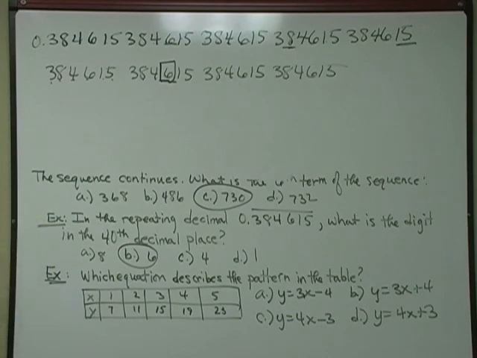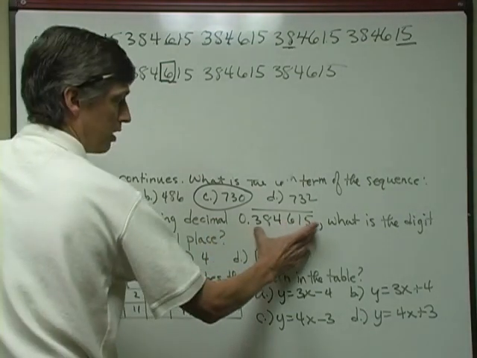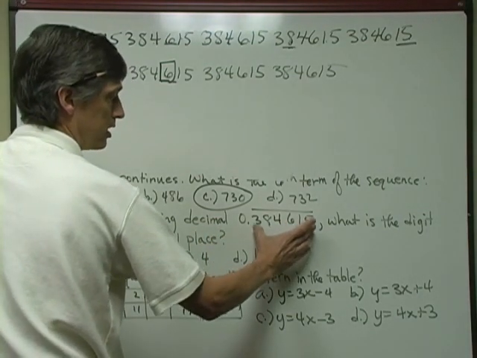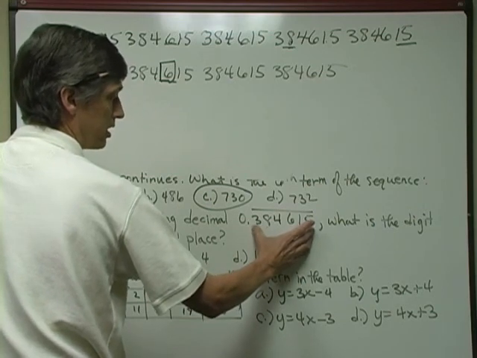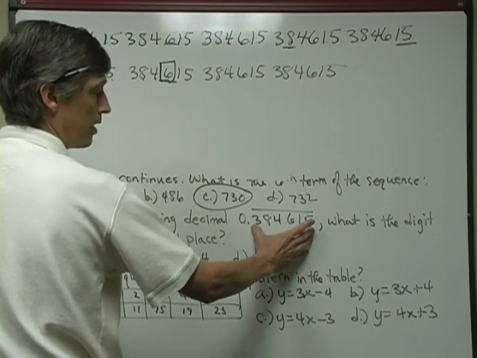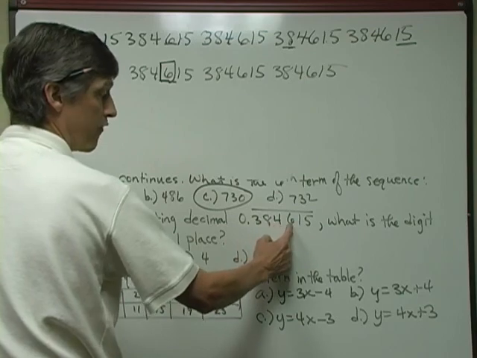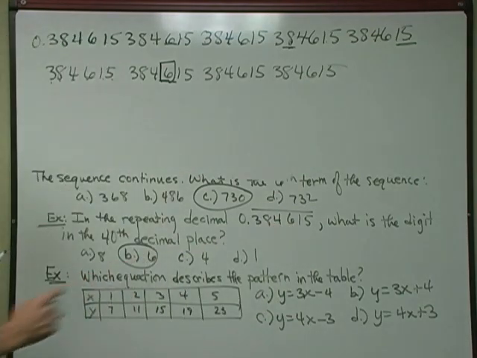Now, there's other ways to look at this. You have a repetition of 6, and 6 and 6 and 6 and 6 and 6 and 6 would give me 36, 37, 38, 39, 40, and I would get to the sixth one.